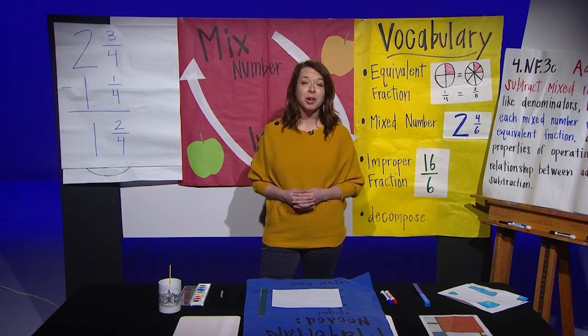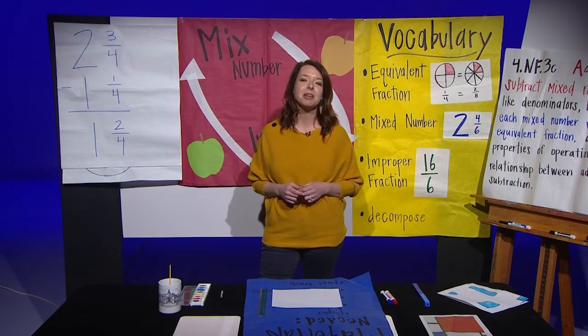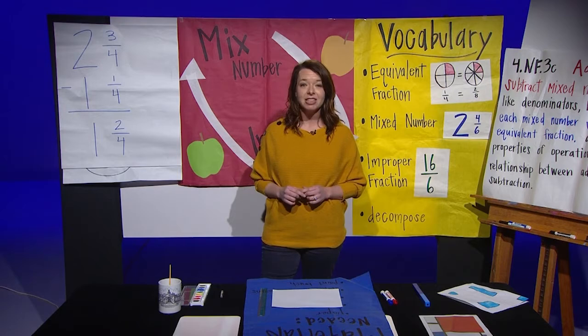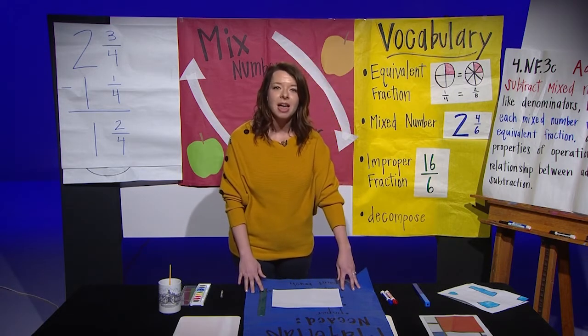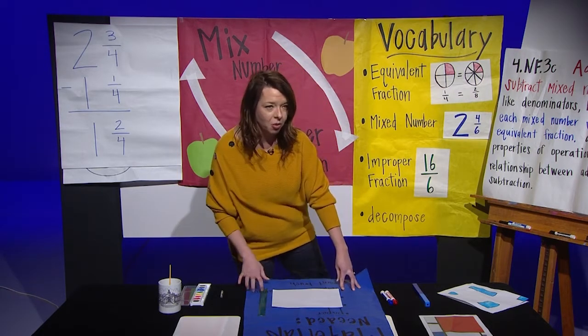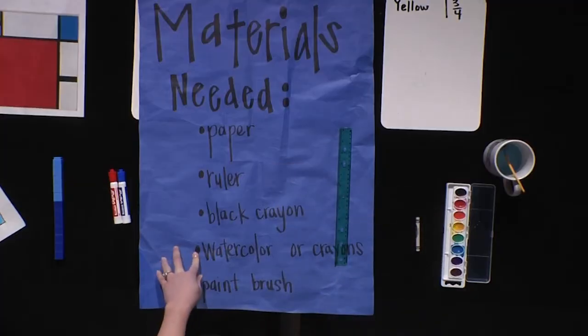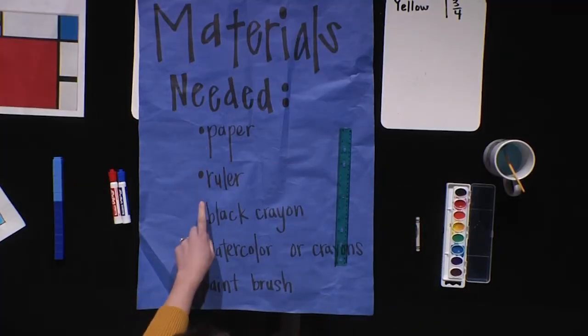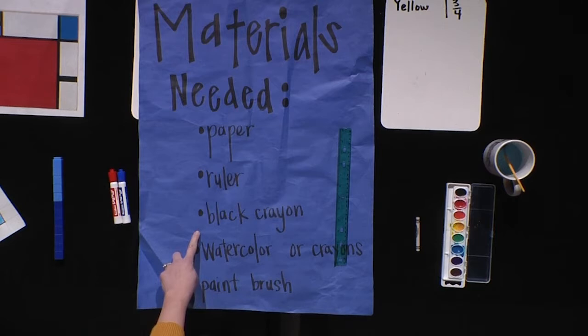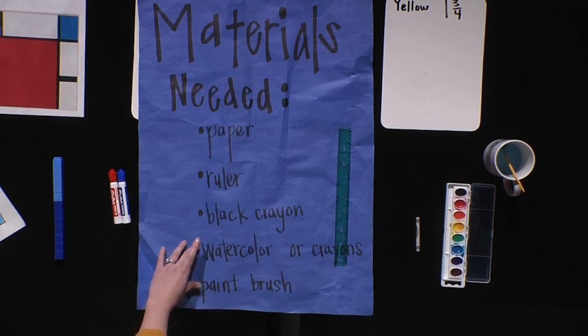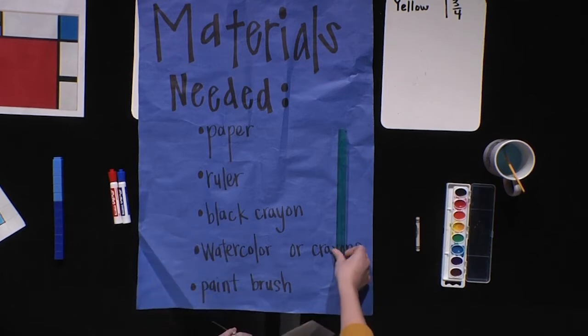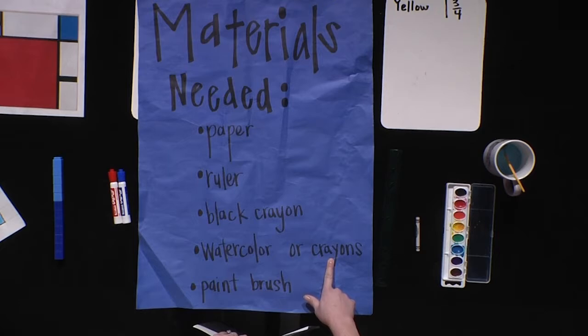So today we're going to be working with fractions, but we're also going to be making some art. So I have a list of materials down here on the table that you'll probably want to gather from home. One of the materials that you will need is paper, a ruler, a black crayon, watercolor, and a paintbrush. Now I'm going to be using watercolor and a paintbrush today. If you do not have those materials, it is no big deal. You can just use crayons.